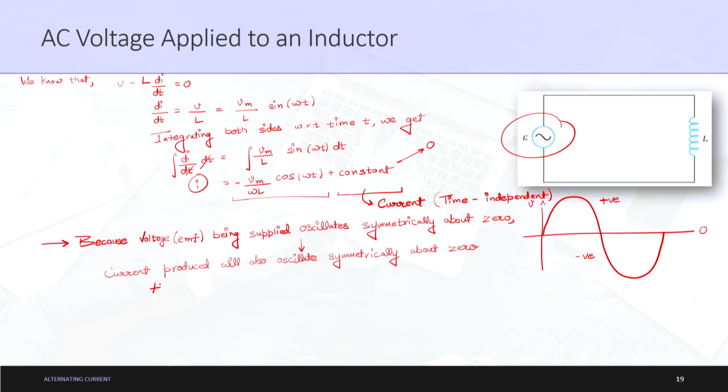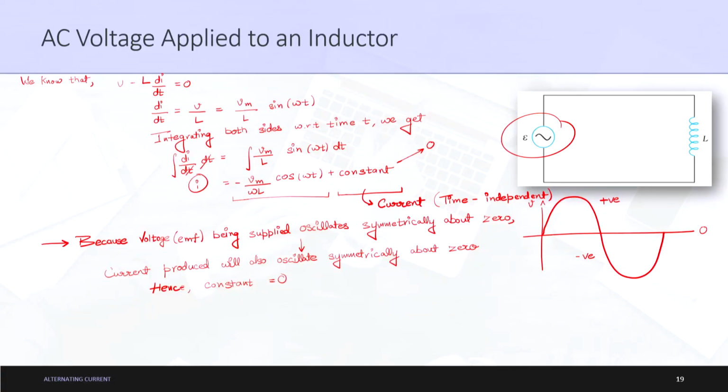Hence, the constant in the above equation should be equal to 0 only. Why? The first reason is that it is time independent, and the second reason is that it is oscillating symmetrically about 0, and hence the only value of the constant which should exist is 0. So, these were the two reasons why.